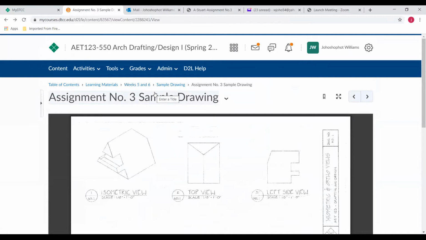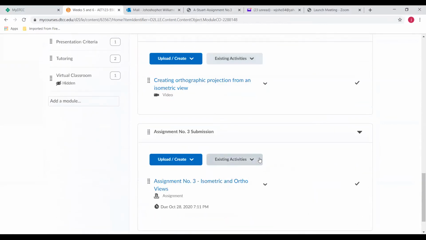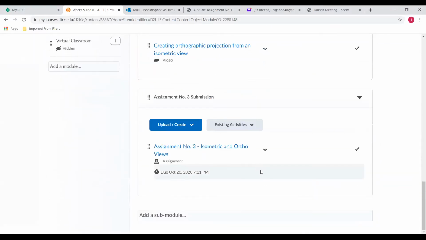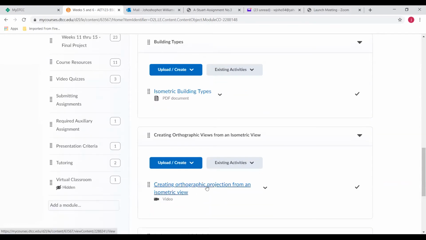Okay, Xavier, you're going to go to weeks 5 and 6. And you're going to scroll down to the bottom until you get to this video right here that says creating orthographic projection from an isometric view. You got me? All right. Okay, that's the one you're going to watch.